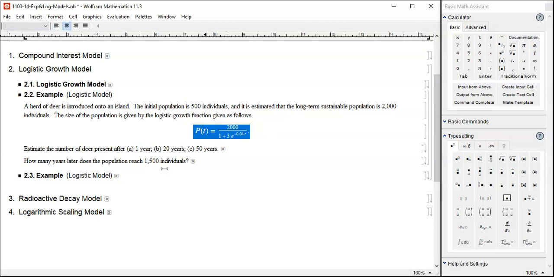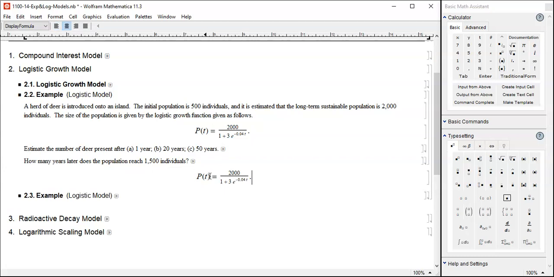How do you do that? That's basically this problem. That is 1,500.